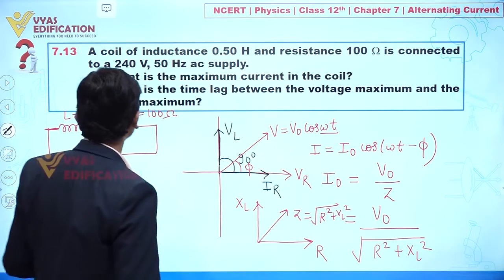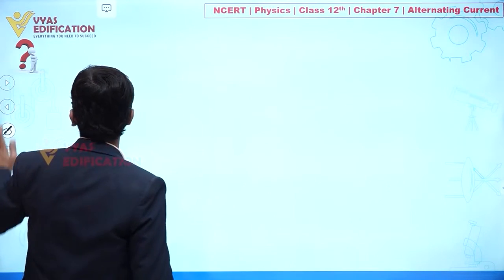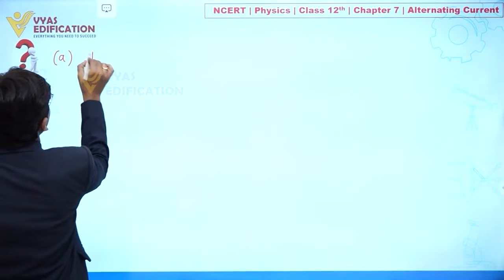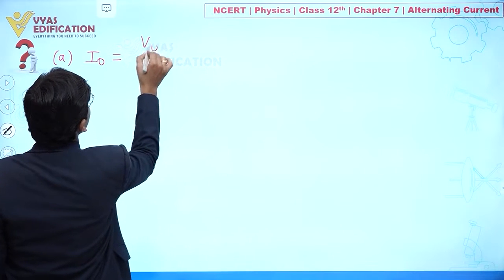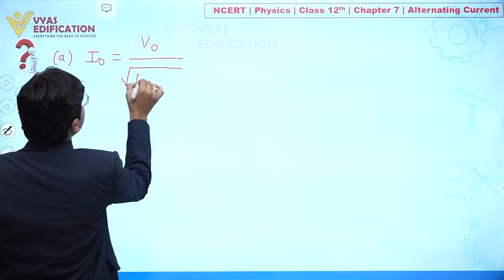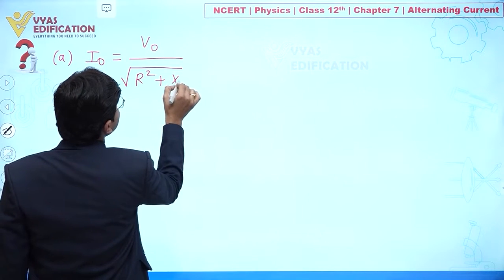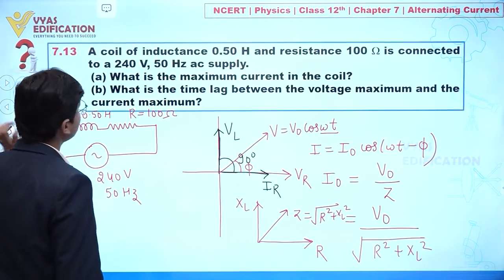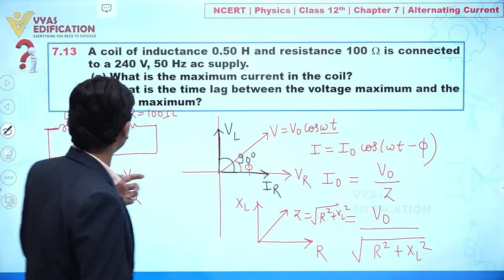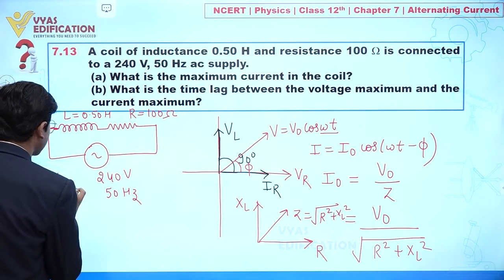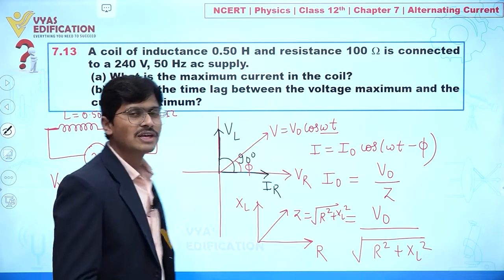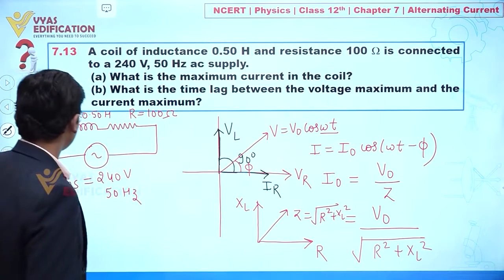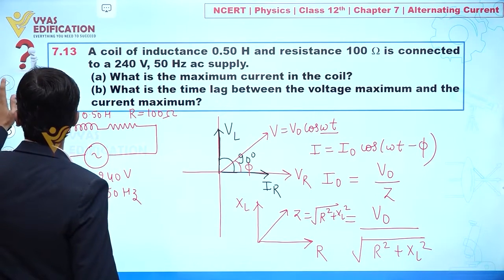Now first we are going to solve part A. I naught is given by V naught divided by the square root of R square plus XL square. Now what is the value of V naught? In this question it is given as Vrms. How can we calculate V naught? We multiply Vrms with the square root of 2, so we have 240 root 2.